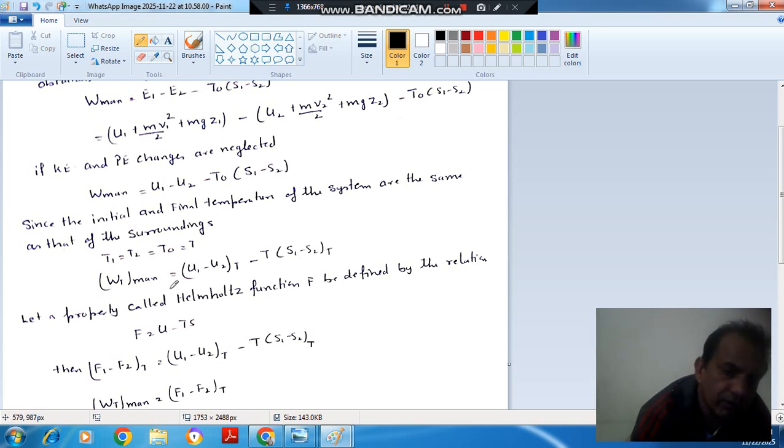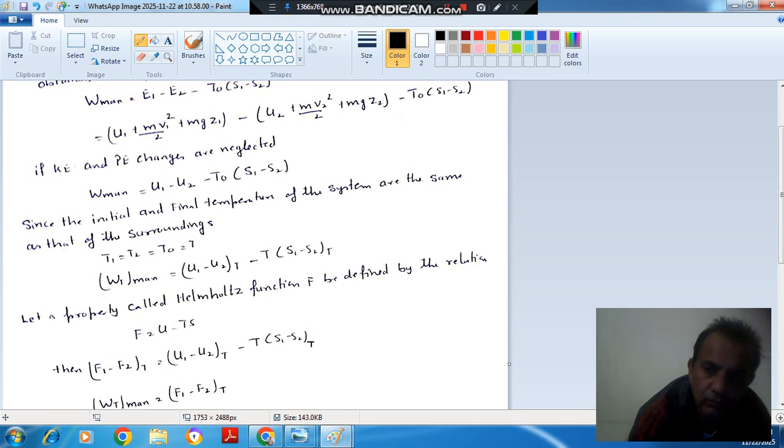Now we will define one term, that is Helmholtz function. Helmholtz function is U minus TS. Now this expression can also be written in terms of Helmholtz function, that is U1 minus TS1 is your F1 and U2 minus TS2 is your F2, or it is the difference between F1 and F2, because F1 minus F2 is your U1 minus U2 minus T bracket S1 minus S2 at constant temperature.